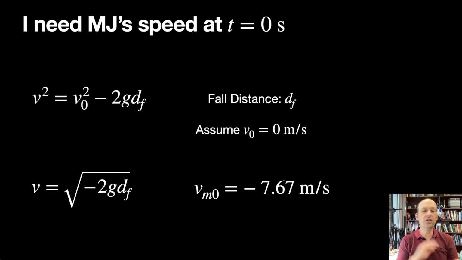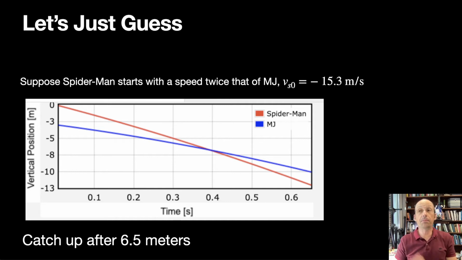Okay, so let's just guess that Spider-Man has twice that initial speed, and plot the vertical position as a function of time and see what happens, just to give us an idea of what it would look like. So if he starts off and jumps down with this velocity of negative 15.3 meters per second, then he's going to have a parabolic path. She's going to have a parabolic path, but he's going to start with a greater slope. And that point where they cross, right over here around 0.4 seconds, that's where he would catch her.